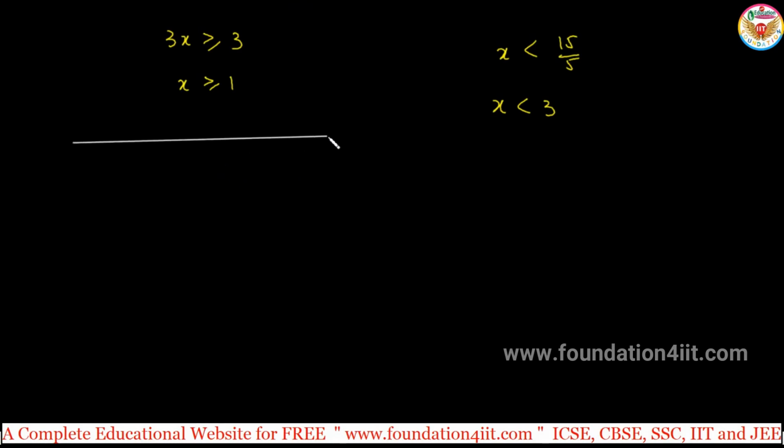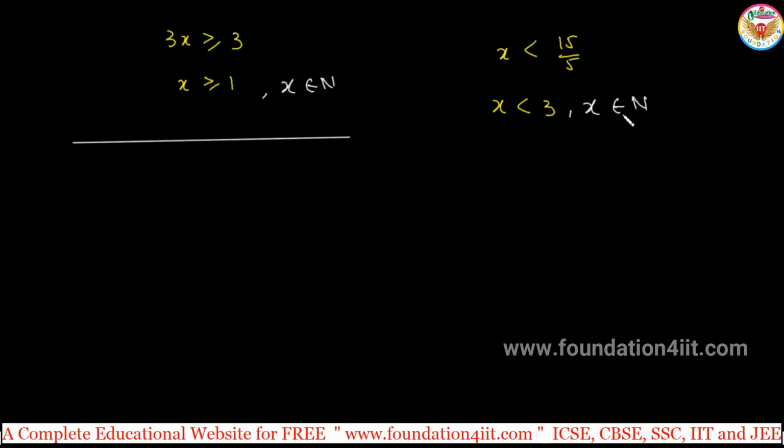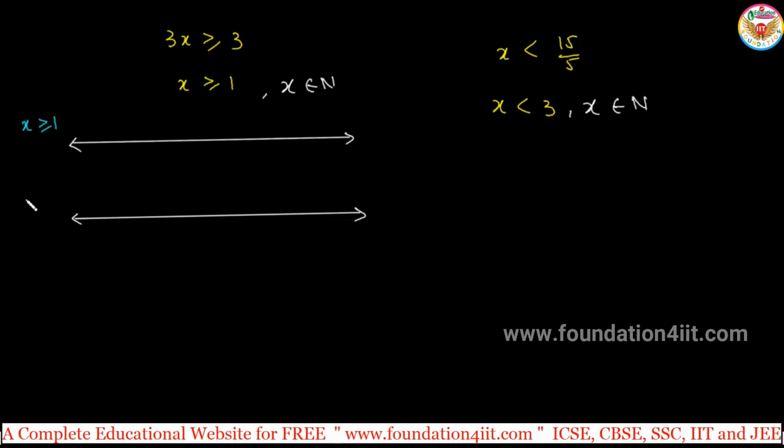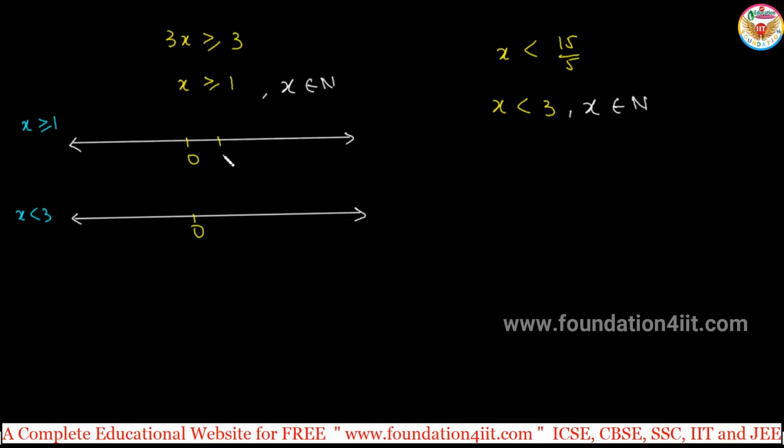First one, x is greater than or equal to 1, and x belongs to natural numbers. Here also x belongs to natural numbers. Now let us combine these two inequations and graph the solution set. First graph x greater than or equal to 1, and then x less than 3. Let's take 0, with the same positions so you understand clearly, and this side is 1, 2, 3, 4, and so on.